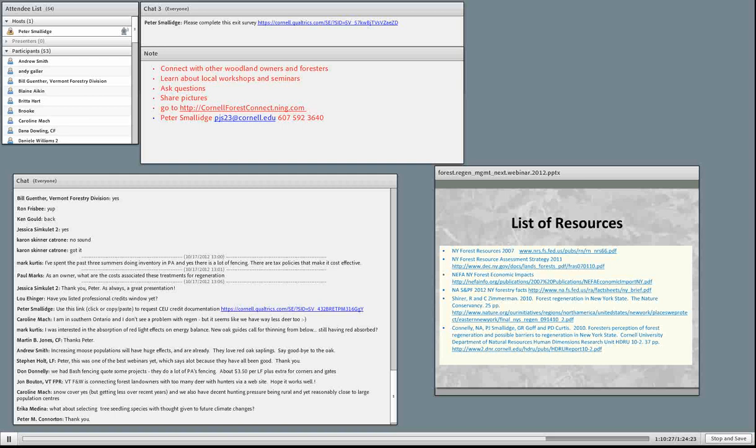Stephen says $3 a linear foot plus extra for corners and gates. So there you have it. Thank you, Don. Somebody could do a calculation: if you know there are 43,560 square feet in an acre, you could calculate, at least for squares and rectangles, pretty easily what you might be looking to spend to have a commercial vendor come in and put it up.